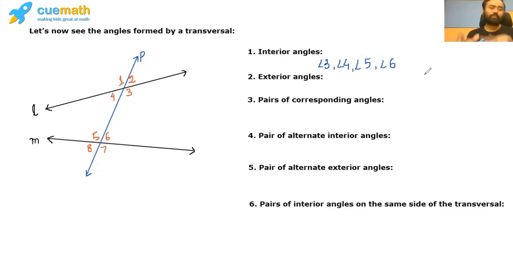Now based on this concept, the second category, exterior angles, means the angles which are present on the exterior part of these two lines L and M. So those angles are 1, 2, 7, and 8.